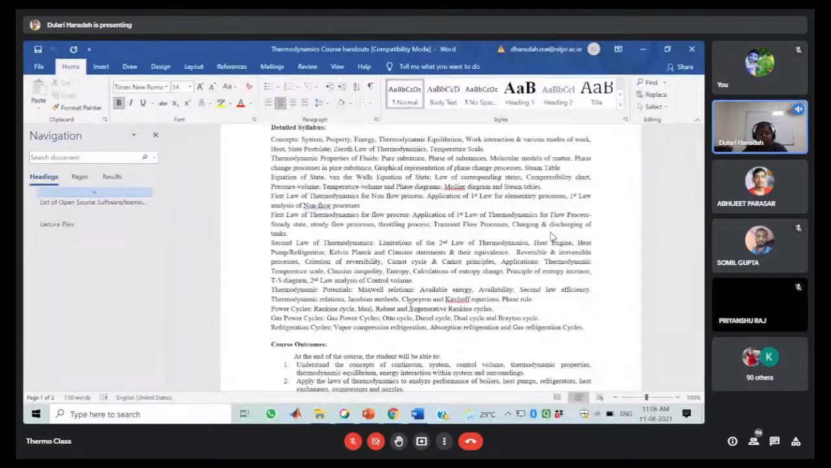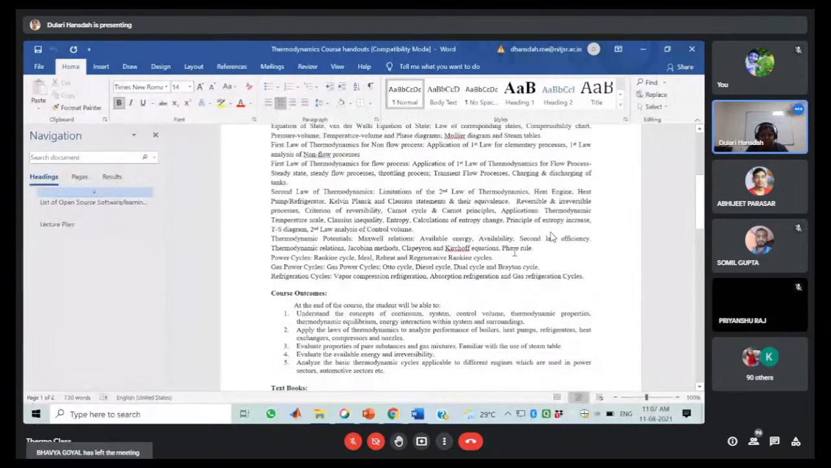The last one is the refrigeration cycle. In the case of the refrigeration system, we have to solve some problems. There we will use a cycle to solve the problem. Those cycles are the vapor compression refrigeration cycle, absorption refrigeration, and gas refrigeration cycles. So, these are the details of the syllabus of your thermodynamics.